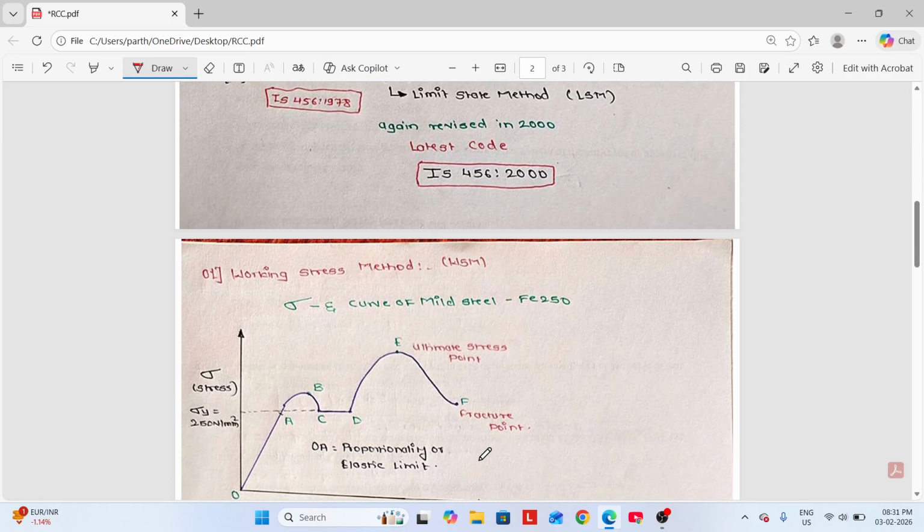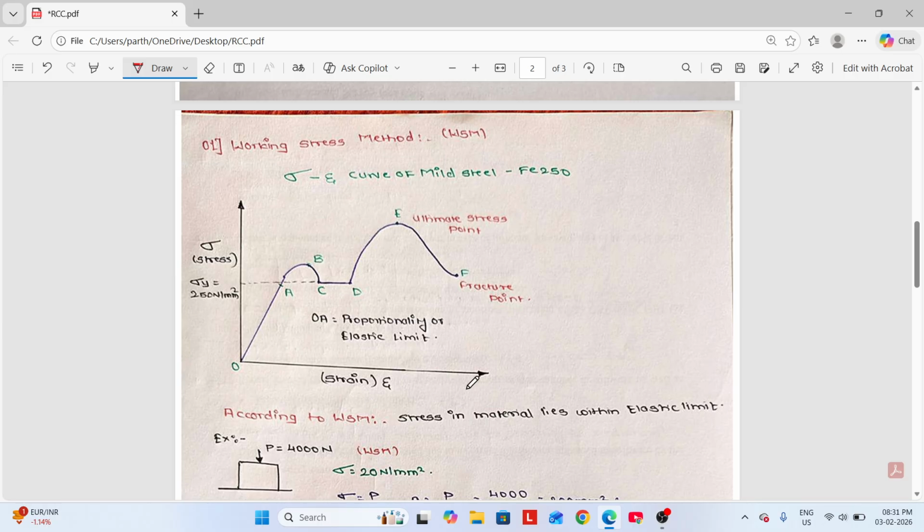So here we will discuss the working stress method and other methods. First is the working stress method, or WSM. For discussing this, we first need to know about the stress-strain curve for mild steel, or grade Fe 250.